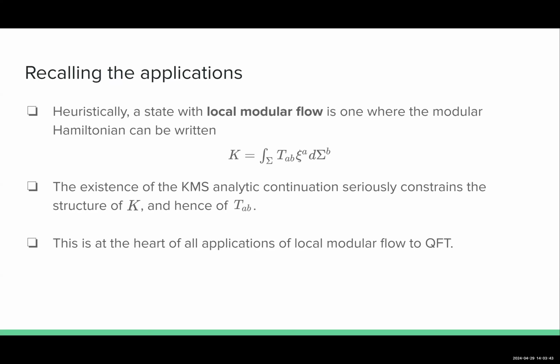So if we recall the question we started asking in quantum field theory, and we called the applications, we're going to be thinking that heuristically, we should think of a state with local modular flow as one where the modular Hamiltonian is written as some integral of the stress tensor over a spatial slice. And the way that all of these applications work is that you say, well, I know that I have this KMS property, and that gives me some analytic continuation of correlation functions that seriously constrains the structure of this operator K. And then you can translate that into constraints on the structure of the stress energy tensor. Thinking in that language is what gives you all of these applications of local modular flow.